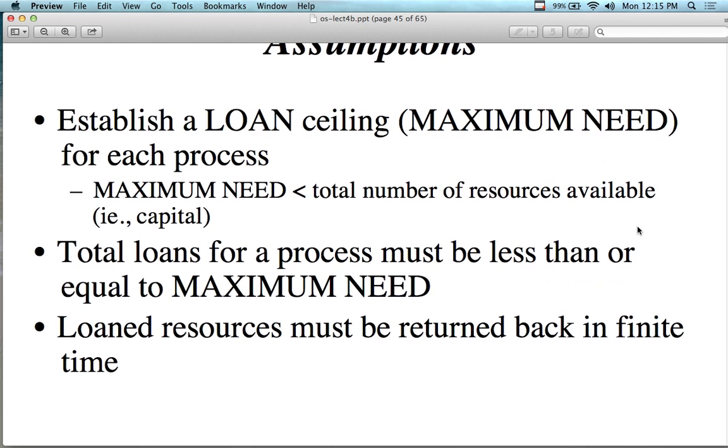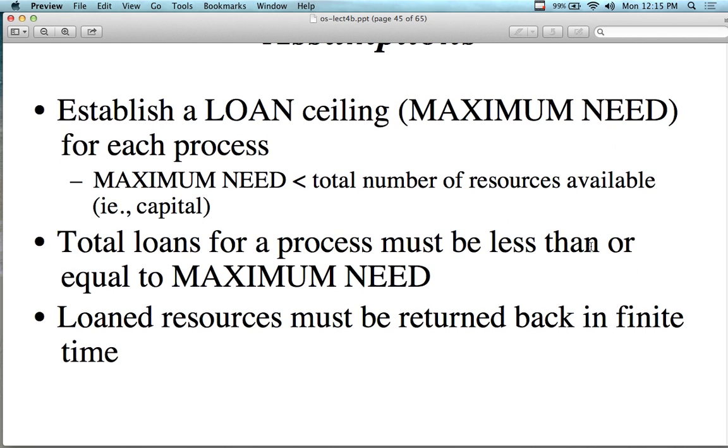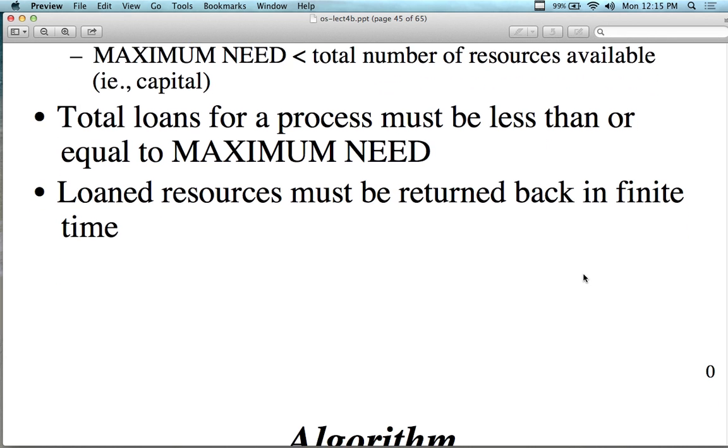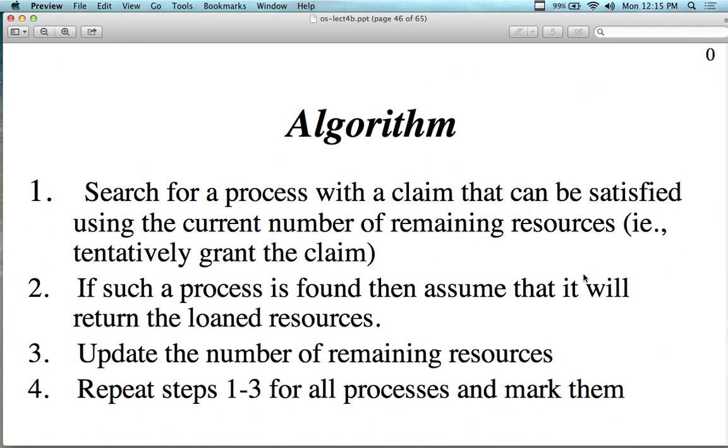So total loans for a process must be less than or equal to the maximum need, theoretically. So the loan resources must be returned to the bank in a finite time, which is why you have the scheduled payment. So you're on a 30-day cycle, or you're on a 15-day cycle, depending upon your loan repayment schedule. So it's a finite time for the algorithm to work.